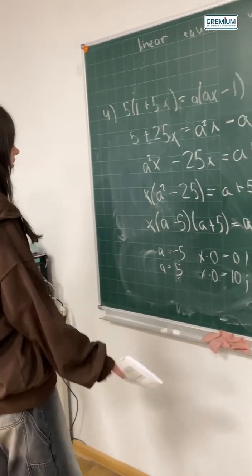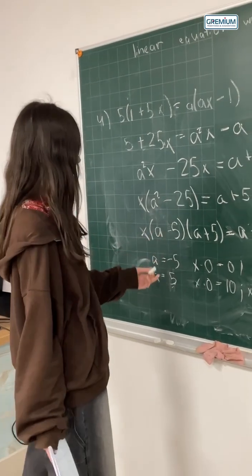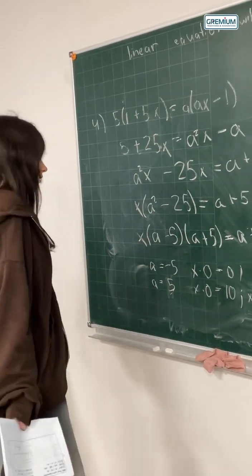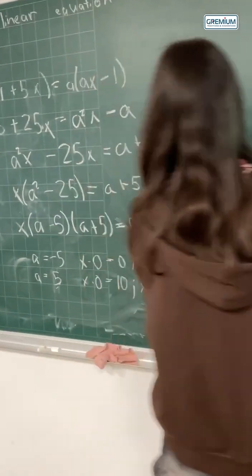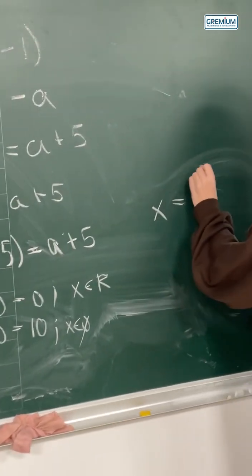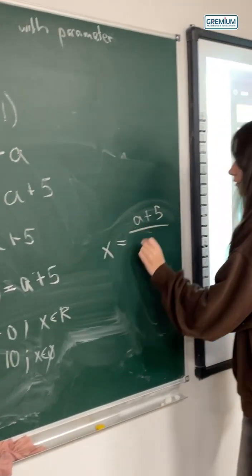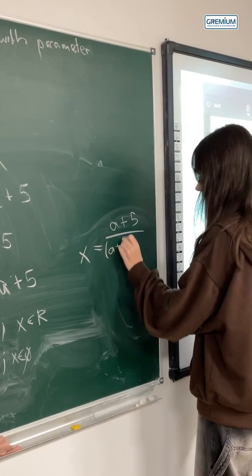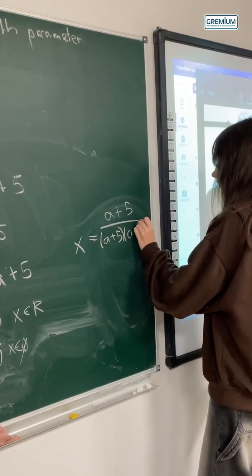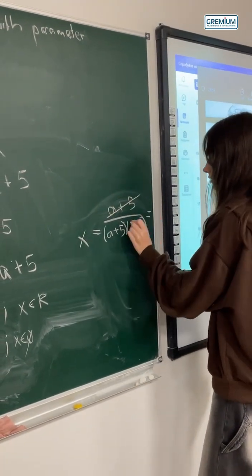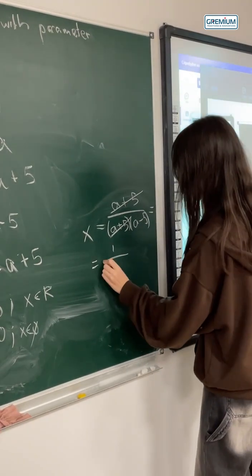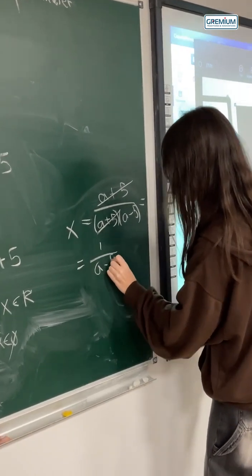And the next option is when a doesn't equal minus 5 or 5, so we can just use the formula that x equals a plus 5 divided by a plus 5 times a minus 5. And so we do it like this, and we get 1 divided by a minus 5.